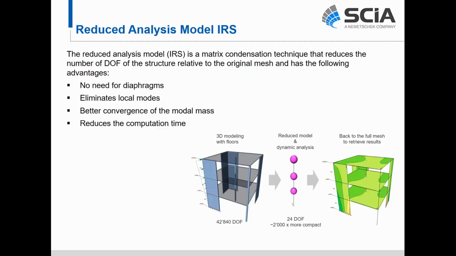And so then that allows us to also eliminate local modes. Since we're lumping masses at levels, any of those local modes, which tend to happen based on small localized masses and their vibration, are now lumped at a level, and so now you have more global mass working together. You also have better convergence of this modal mass. Obviously we get to 90%, a little bit higher, and we drastically reduce the computation time.